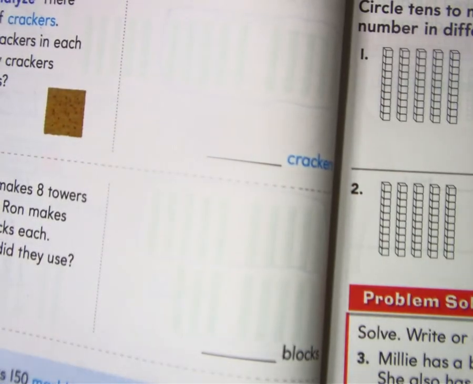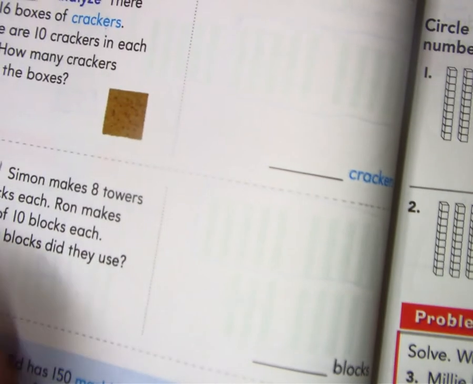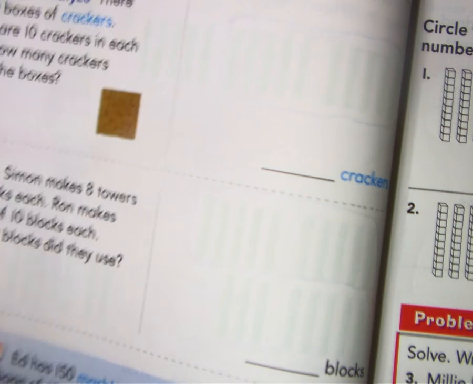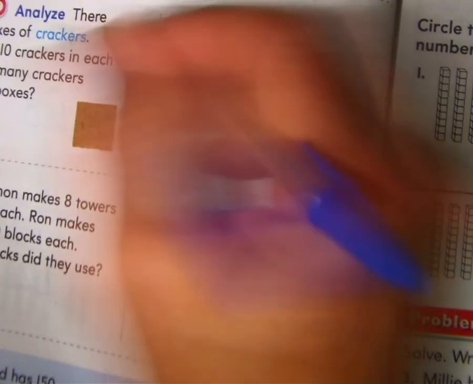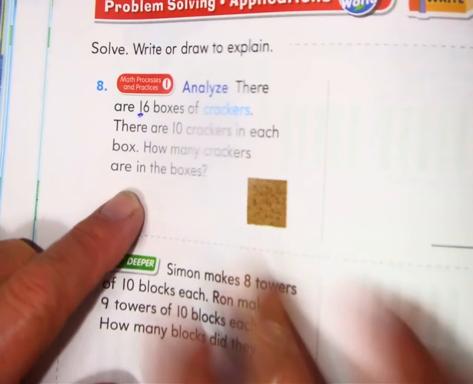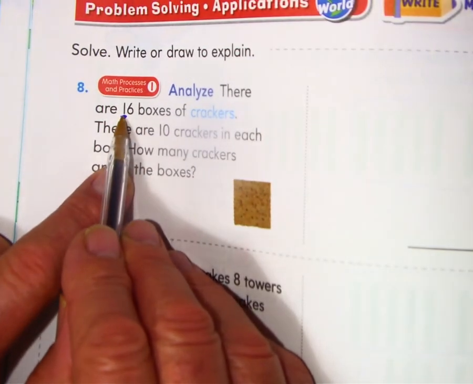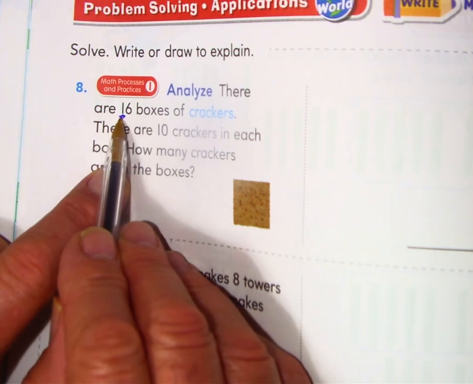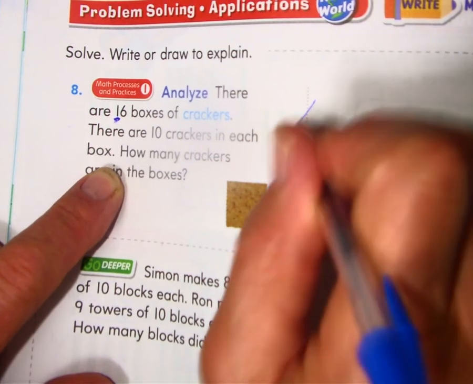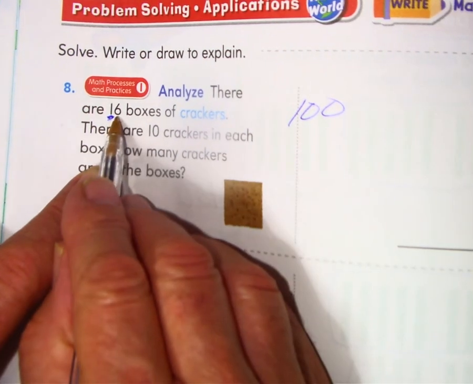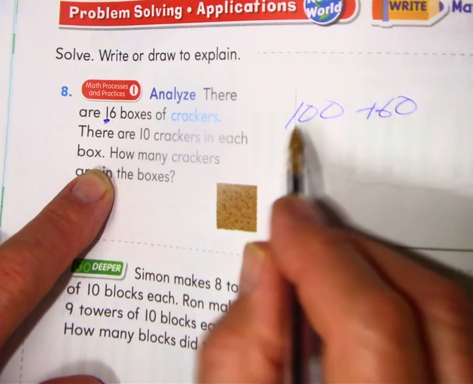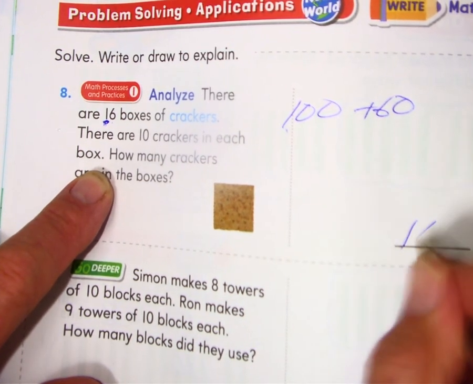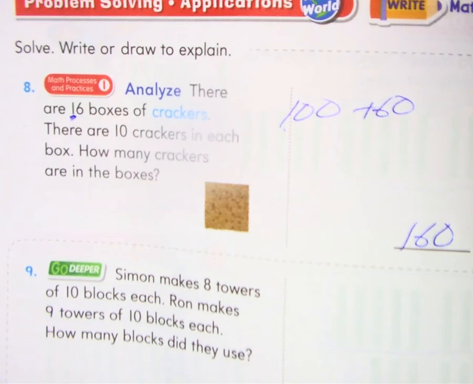Por eso tú tienes 16 decenas. 16 tens. Well, you can count 16 tens by counting by tens, right? But we know that 10 tens make 100. So 10 tens, we have 10 boxes, 10 tens make 100, so that's 100. And 6 more boxes make 60. 100 plus 60 is 160 crackers, right?